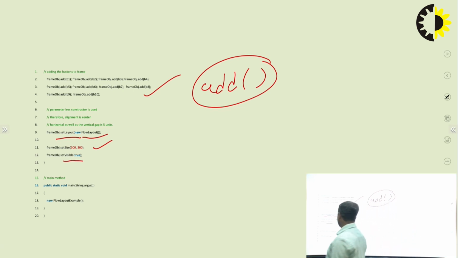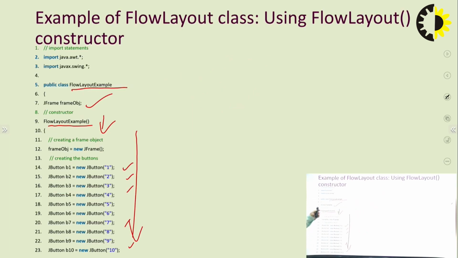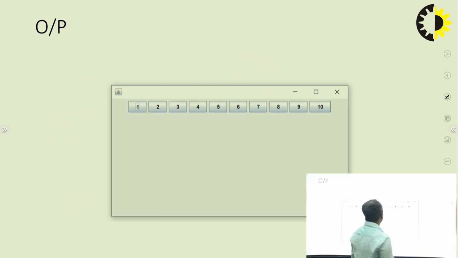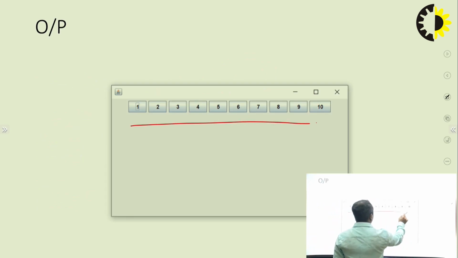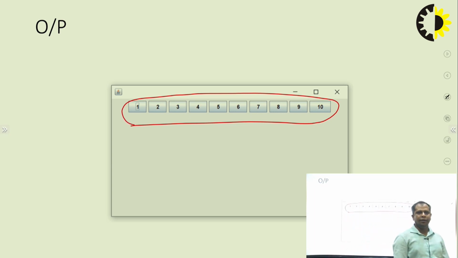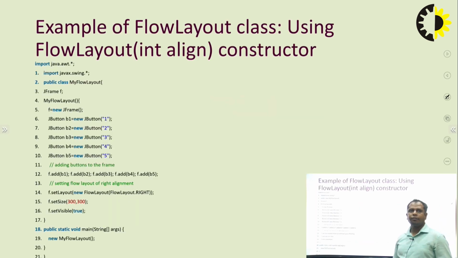When this class constructor executes, the following statements will execute top to bottom, and the flow of components will be set using the flow layout constructor or class. Here we can see that all 10 buttons will show like this in one line. All buttons will show here in one line.